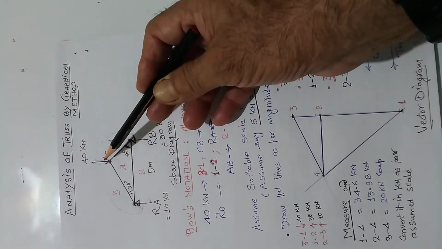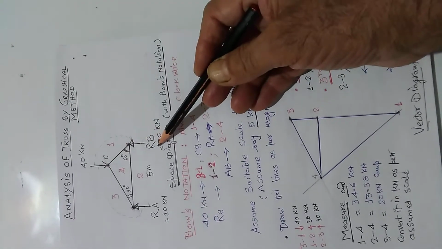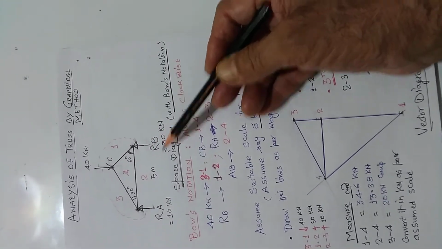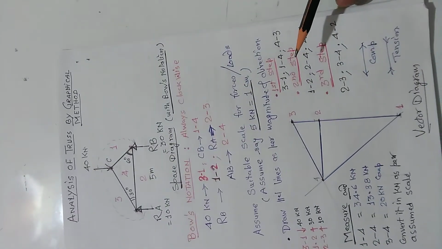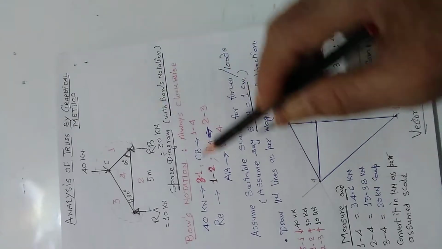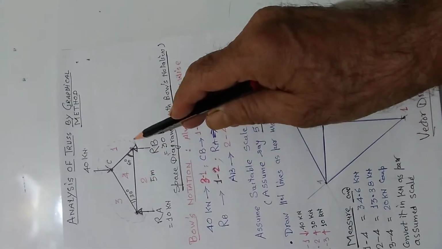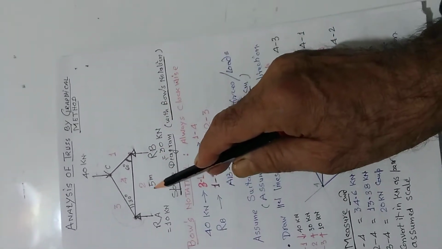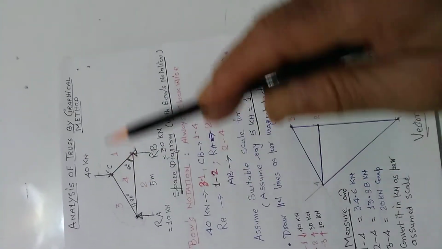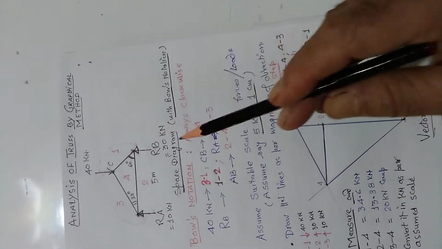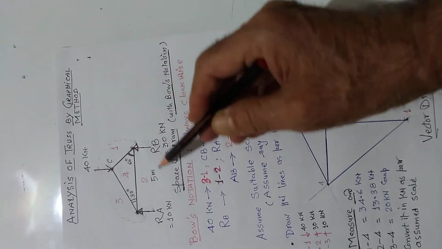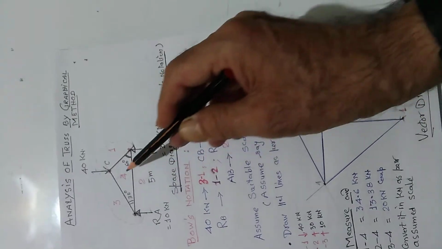You can start from 40, you can start from 30, or you can start from 10. But it is always expected that you should go clockwise. If you are starting from 1, then 1, 2, 2, 3 and 3 to 1. Always around the joint, we have to go clockwise. Numbers are also given accordingly, 1, 2, 3, and in between there is a 4.